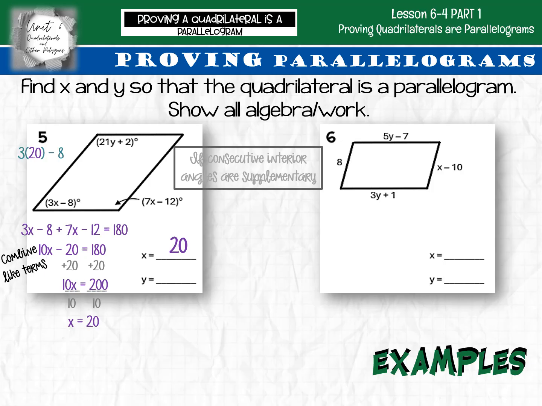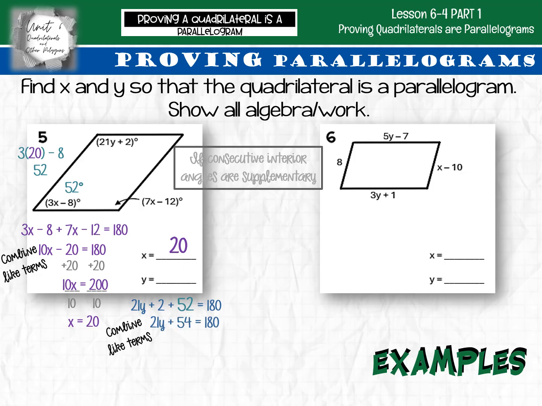I'm going to plug that in to get an angle measure, that lower left, I guess. So 3 times 20 minus 8, that angle's 52. So the expression 21y plus 2, that angle there plus 52 would have to be 180. We're using the same interior consecutive angles being supplementary. So 21y plus 2 plus 52 is 180.